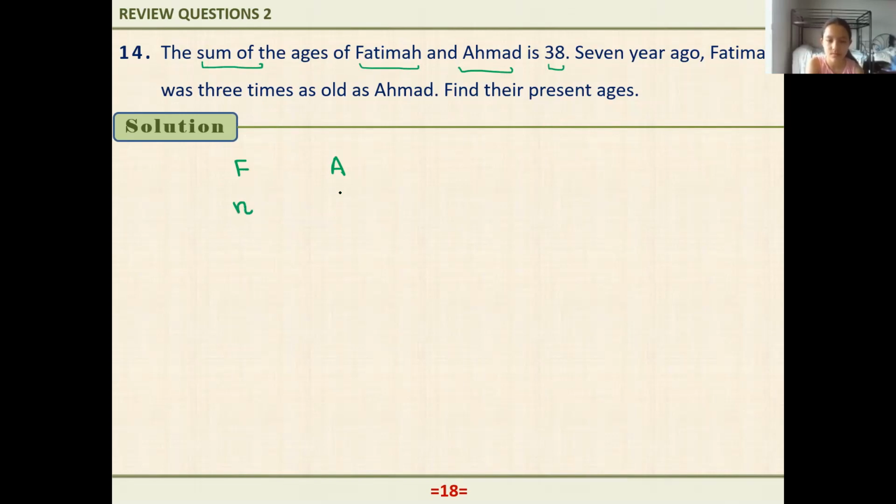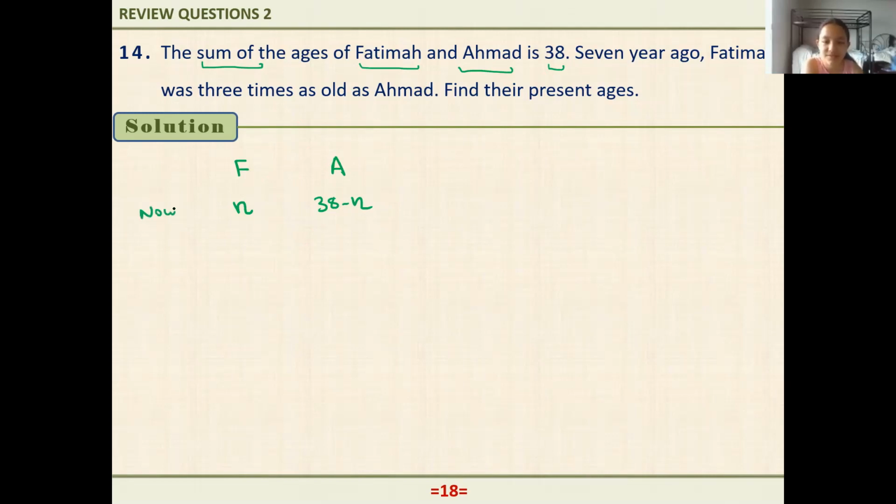Then what is Ahmad's age? No. Wait. If the sum of their age is 38, and Fatima's age is N, what must be Ahmad's age? 38 minus N. Very good. That is a big step, because if you cannot write this, we cannot solve this problem. That's the most important step. All right, that's the first step.